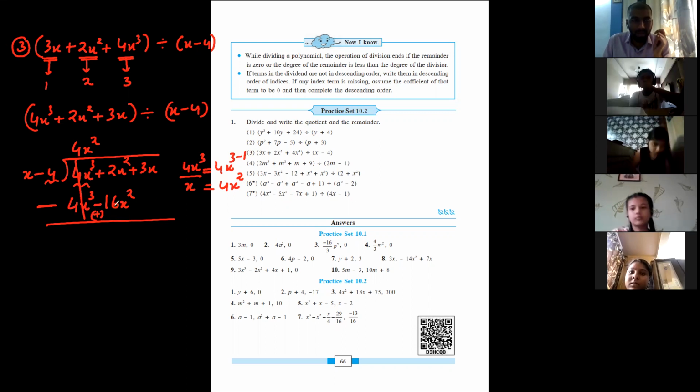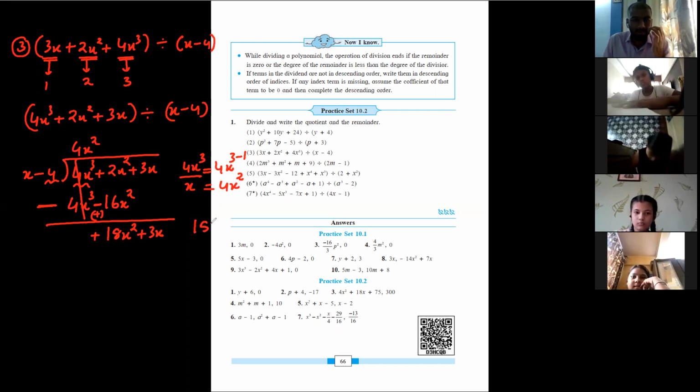Now, in 2 and 16, the bigger number is 16, so its sign will be plus. Here the sign of 2 is plus. The sign of 16 is plus. Both the signs are same. Once the signs are same, you will add the numbers. So it will be 18x square. And the next number will be 3x. Now you will try to eliminate what?